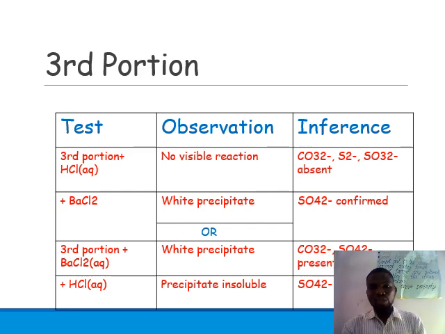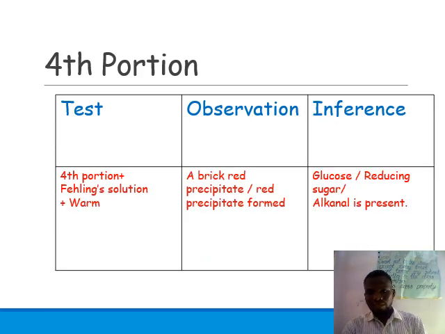Now let's look at the last question, the fourth question. What are you going to do? Same thing, you're going to take a small portion, maybe the remaining portion actually, of the bulk solution you made initially. So you are going to add the reagent to the solution. This experiment should be done in a boiling tube. You pour it in a boiling tube, then you hold it with the holder.